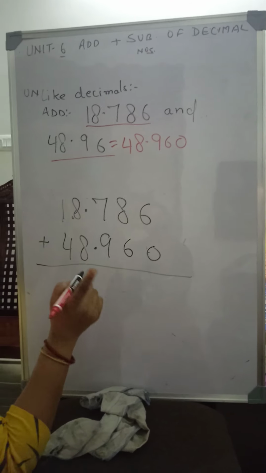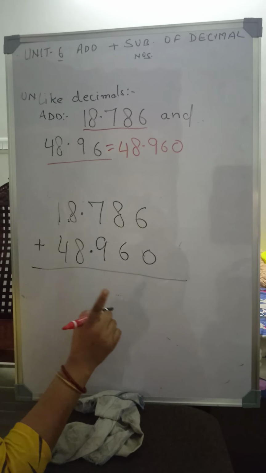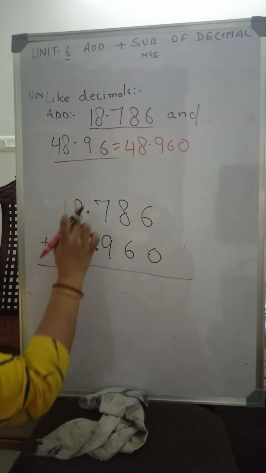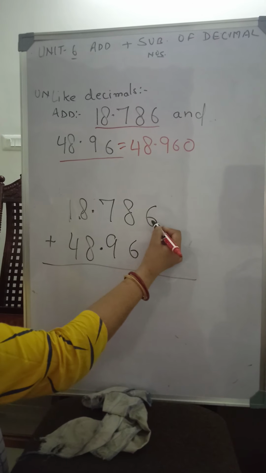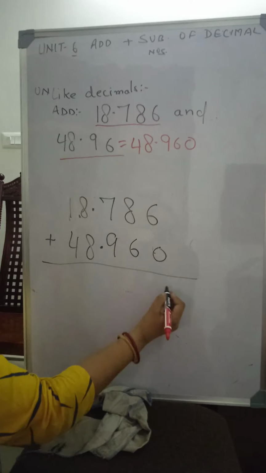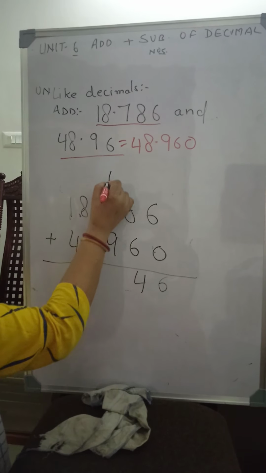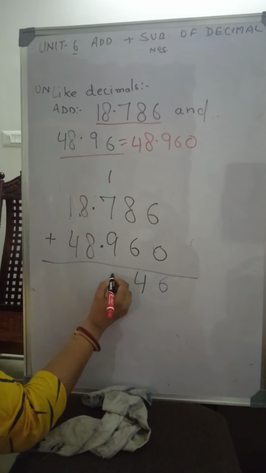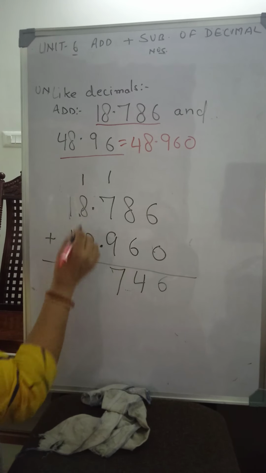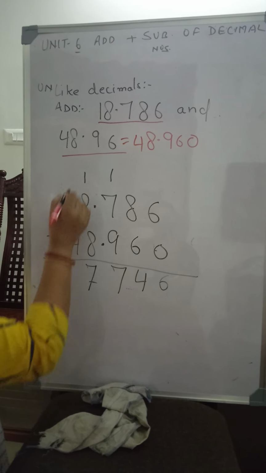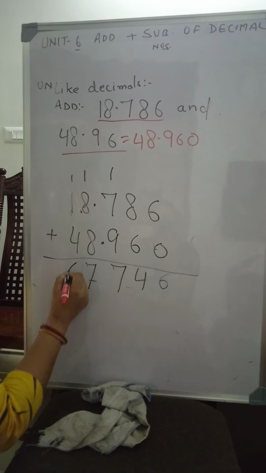Addition will be the same as we do in the case of whole numbers. Just add the addends, simple. Forget about the decimal. 6 plus 0, 6. 8 plus 6, 14, 4, 1 carry over. 9 plus 1, 10 plus 7, 17, 1 carry over. 8 plus 8, 16 plus 1, 17, 1 carry over. 4 plus 1, 5 plus 1, 6.